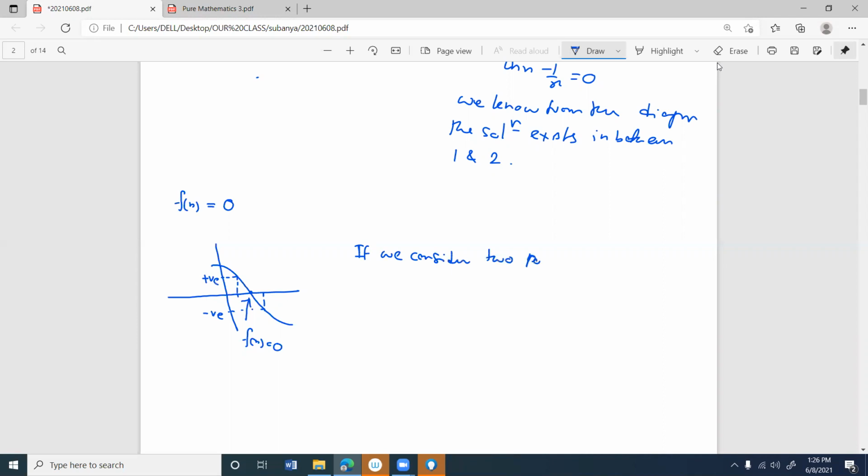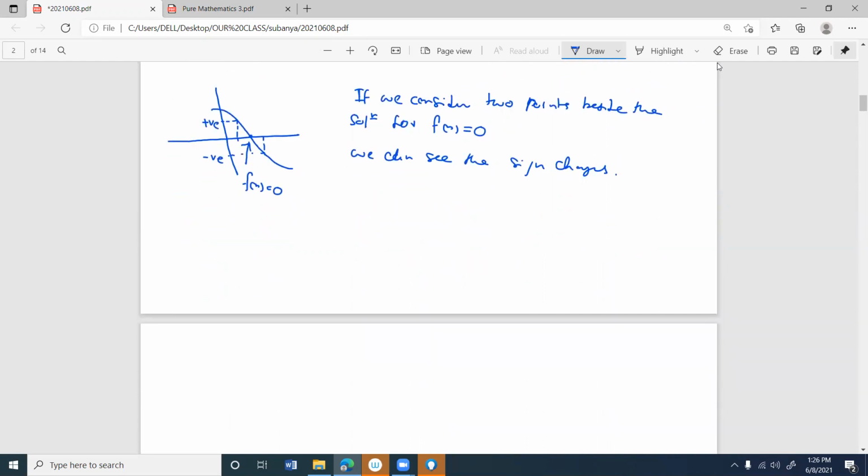So you can say, if we consider two points beside the solution for f(x) equals to 0, we can see the sign changes. We can see the sign changes like this. Or you can say this way as well. Here also the same condition. So this is the point where f(x) is equal to 0. With that, if you get 2 points beside this one, this side is negative and this side is positive.